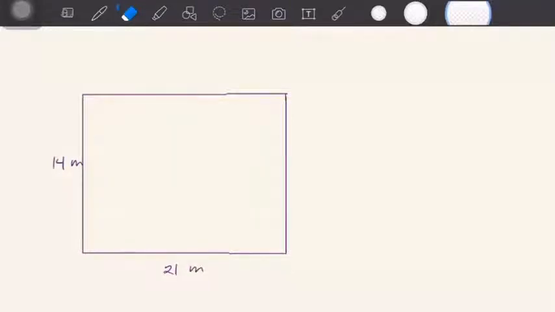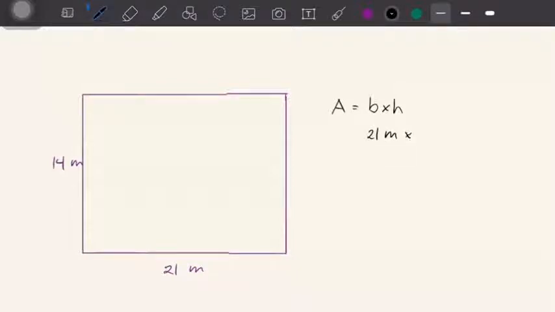Hi, welcome back. So last time we were talking about how to compute for area of squares and rectangles, and we said that for every square or rectangle out there, solving area can be as easy as getting the base and multiplying it by the height. So in this case, our base is 21 and our height is 14. Plugging it in our formula, that would be 21 meters times 14 meters.